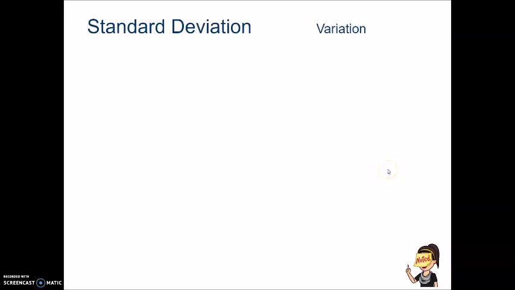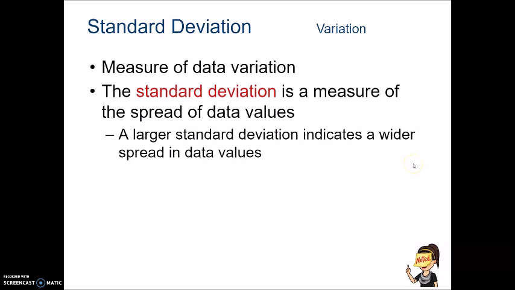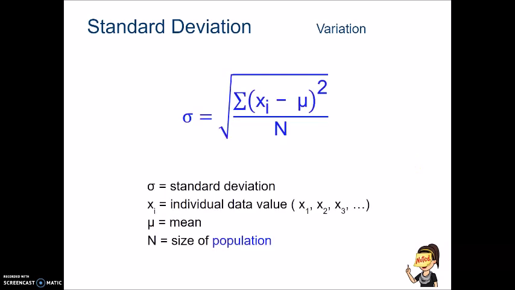Now this is where it gets a little bit trickier. This is standard deviation. So for those of you who have seen standard deviation before, awesome, cool, this will be a review for you. For those of you who are like, standard deviation what? Please make sure that you pause, repeat this slide, or repeat this part of the recording if you need to. So standard deviation is a measure of data variation, and the standard deviation is a measure of the spread of data values, so how far apart the data values are. So a larger standard deviation indicates a wider spread in data values, okay?